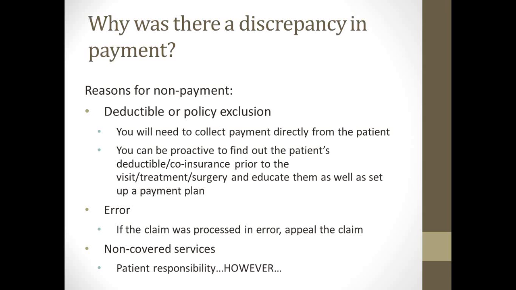So when they see these on the EOB, it is a good idea for your staff members to contact the patient and counsel them on this. Some patients really don't understand the deductible or their coinsurance or their out-of-pocket max. So staff members really should be savvy in versing this to patients. Looking for errors on the EOB as well. If the claim was processed in error, then they should be appealing the claim. And then for non-covered services, it is the patient's responsibility.